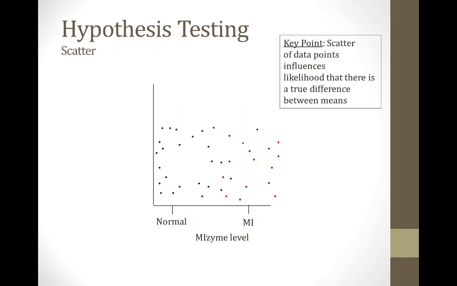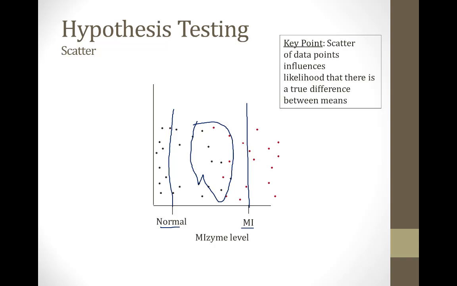On the other hand, let's suppose the data looked something like this. Well, now we've got a lot more scatter. So even though the normal patients have a mean value that's far away from the mean value of the MI patients, there's a lot of scatter and this data overlaps a lot. So now we begin to wonder, with this much scatter in the data and this much overlap, maybe the differences between the two groups were due to chance. And maybe if we collected more samples, we'd find that the means really aren't different.